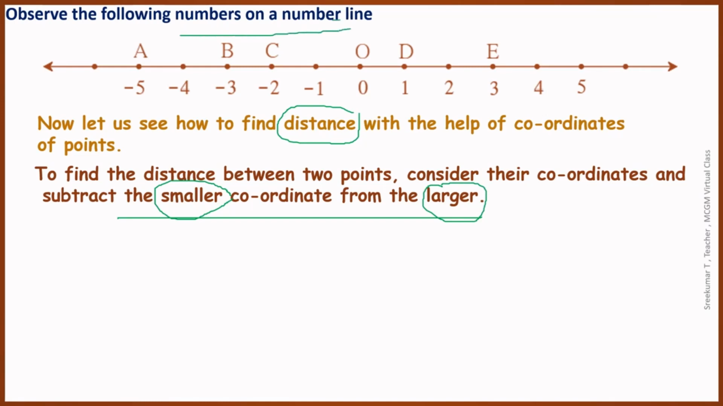And as we go right of a number line, we know that the number becomes larger. As we go left, it will become smaller. That means -5 is much smaller than -1. -1 is greater than -5. That we should keep in mind while dealing with distance between 2 points, considering the coordinates.